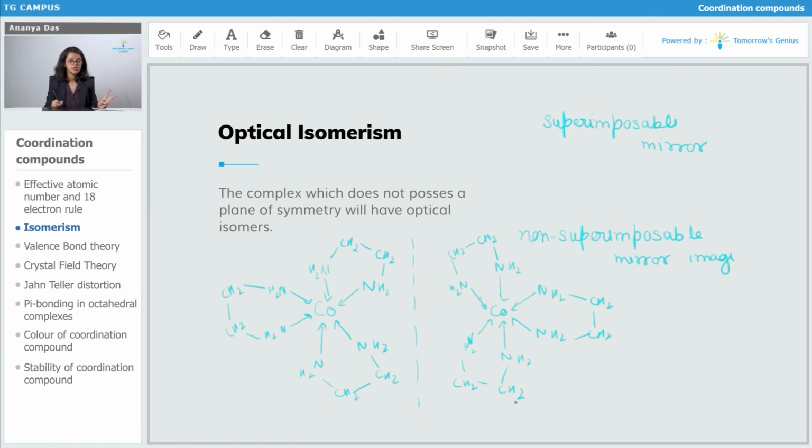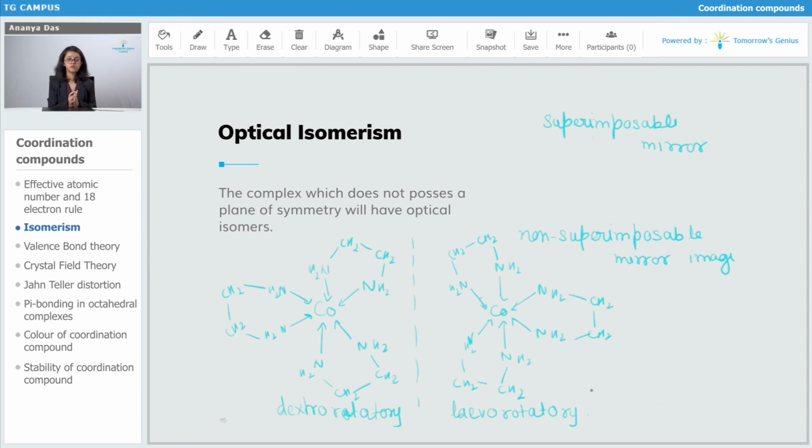And these two mirror images are actually enantiomers. If one of them is dextrorotatory, the other one is going to be levorotatory. Let's say this one is dextrorotatory. Its mirror image is going to be levorotatory. And this is just guesswork I am doing right now.